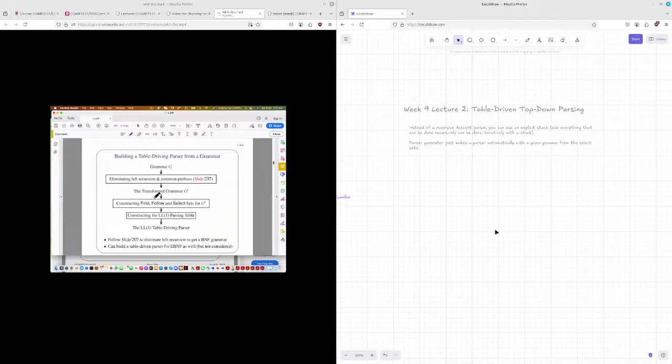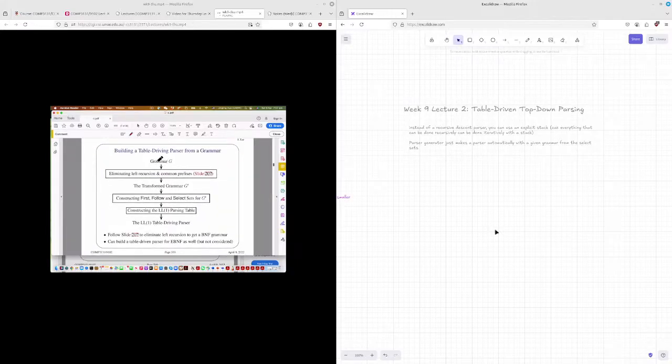So we're going to use the same grammar for our expressions. We start with G, then eliminate left recursion and common prefixes. We get a new grammar, G prime, that resolves those two issues.